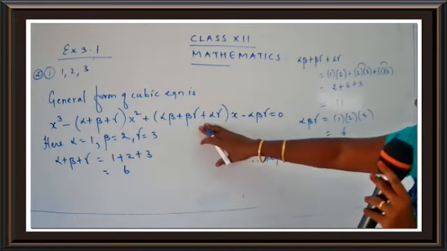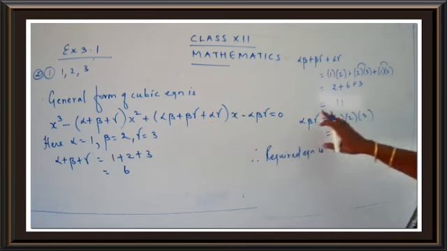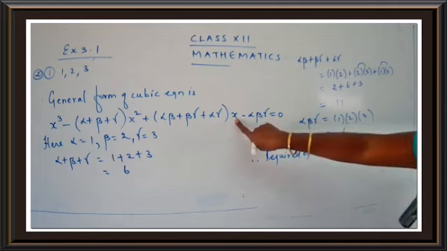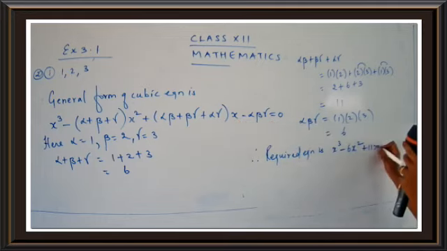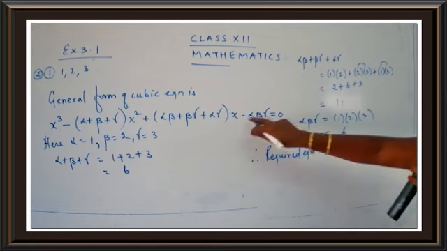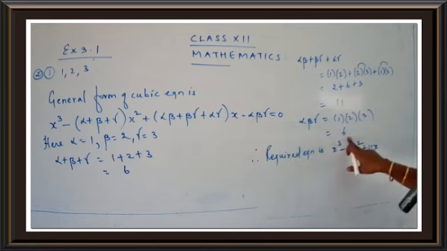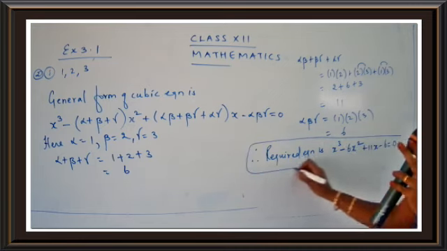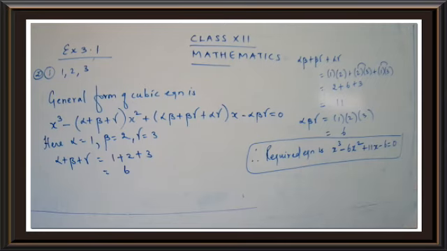The next one, alpha beta plus beta gamma plus alpha gamma. What is the answer? It's 11. So put here 11, and what is the variable here? x. And the last is minus alpha beta gamma. So you have to put here minus and the answer. What is the answer you get here? 6. So minus 6 is equal to 0. A very simple answer. We have found our answer, children. It's x cube minus 6x square plus 11x minus 6 is equal to 0. Are you clear with this problem?